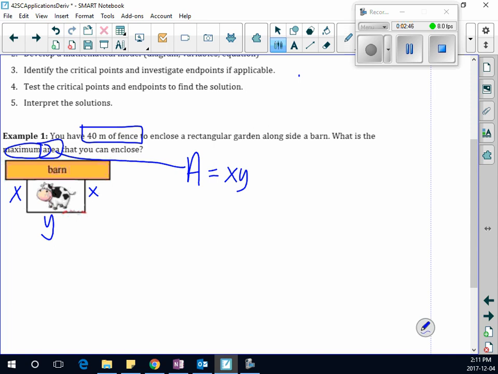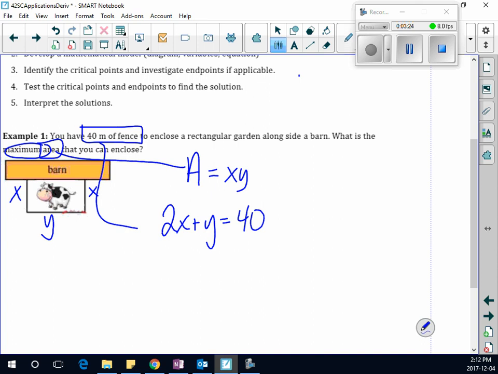Okay, so the other bit of information that we haven't actually done anything with is, right now we have 3 variables here. And so we want to get it so we have 2 variables so we can do implicit differentiation. So the other bit of information is 40 meters of fencing. So can anybody come up with a formula that would use the 40 meters of fencing? 2x plus y equals 40. Yeah, 2x plus y equals 40. Does everybody see? That would be my perimeter.